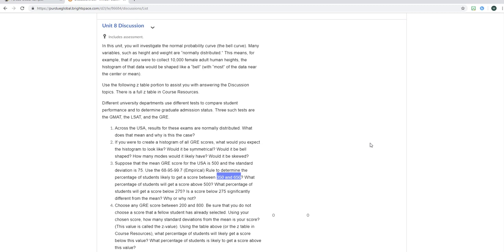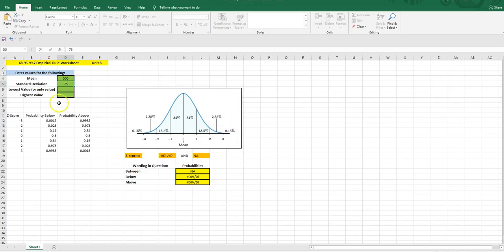Well, because I want you to do that yourself and not already have the answers provided, I'm going to pick two different numbers. So I'm going to say, determine the percentage of students likely to get a score between, say, 425 and 650. So in my worksheet, I would put the lowest value, which is the 425 right here, and the highest value, which is the 650 right here. And then I would press enter.